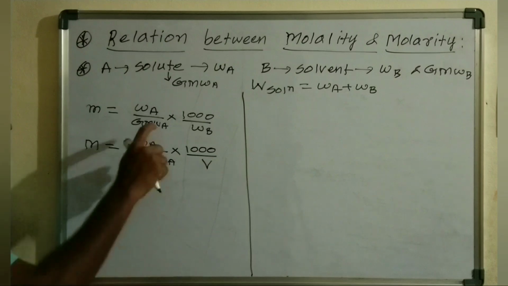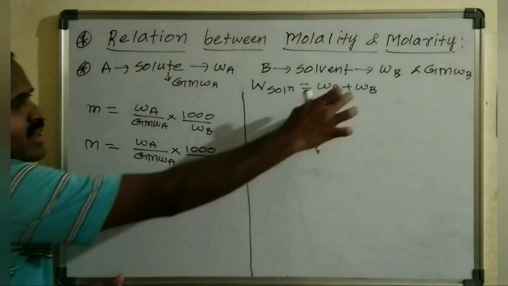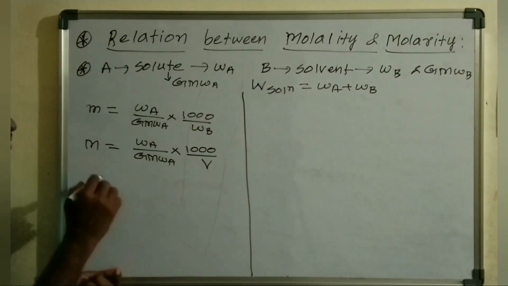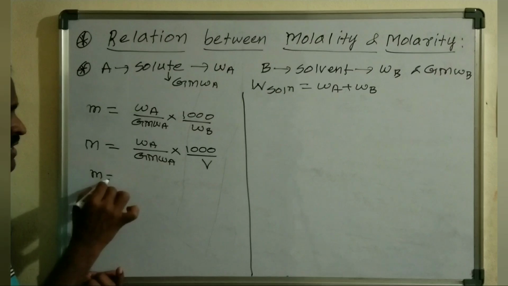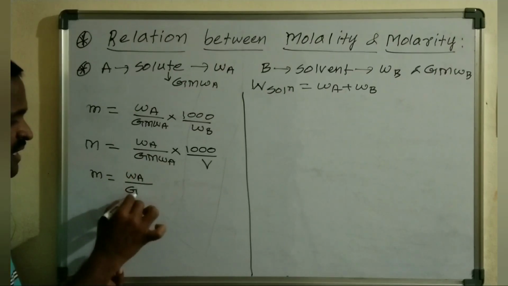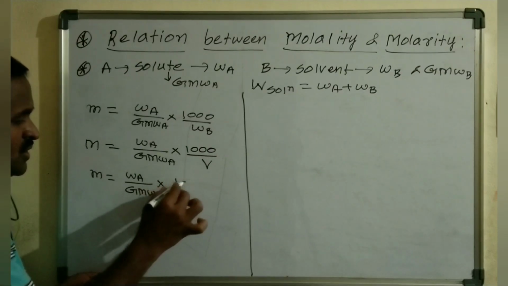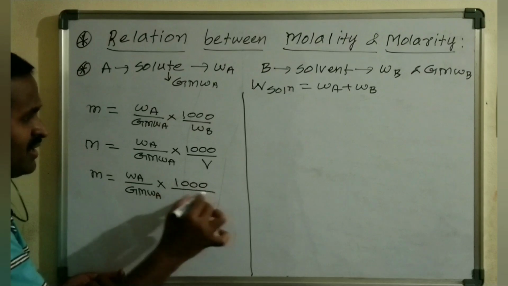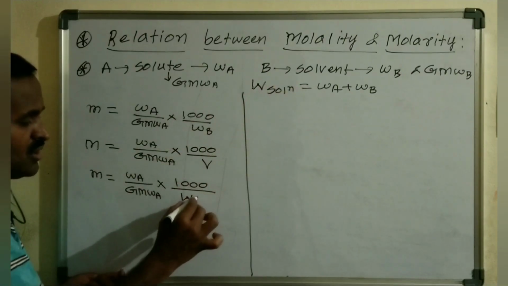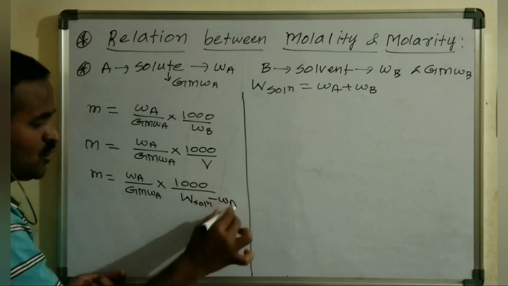Here in this molality you can substitute WB. We can write it as the weight of solution minus the weight of solute. So I can write the molality equation as WA divided by GMWA, into 1000 divided by the weight of solution minus the weight of solute.